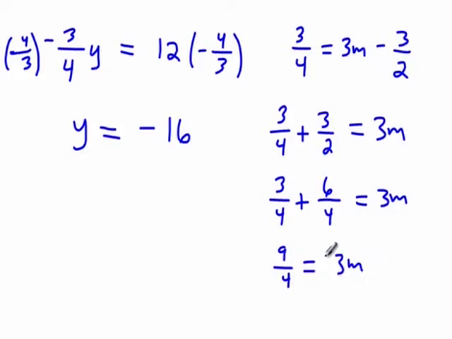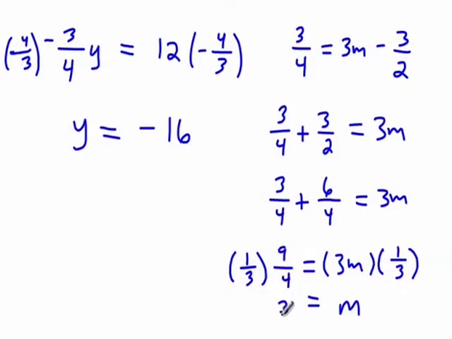Now we'll multiply both sides by 1/3. Multiply by 1/3. 3m times 1/3 is just m, and 1/3 times 9/4 would be 3/4. So m is equal to 3/4.